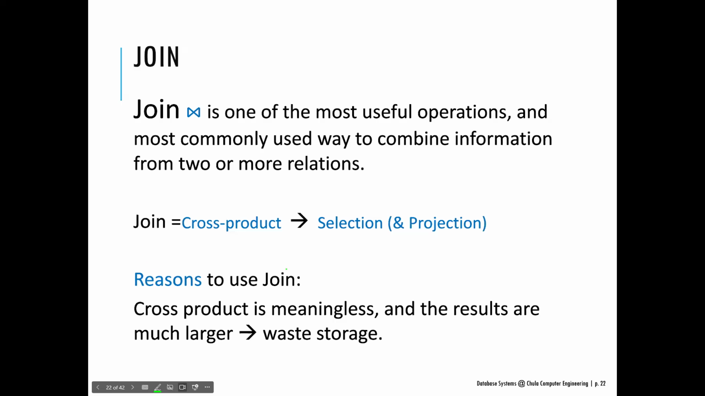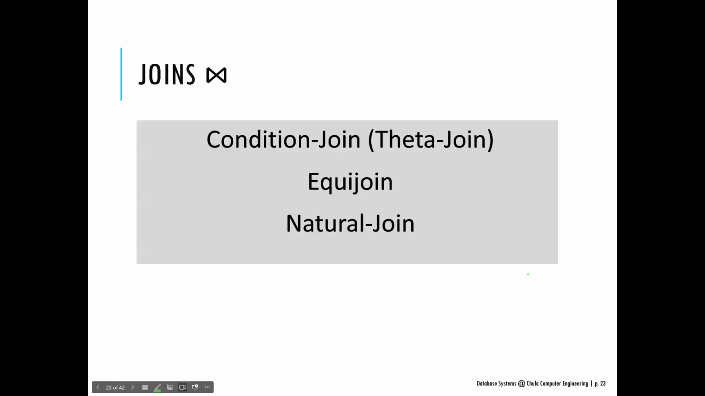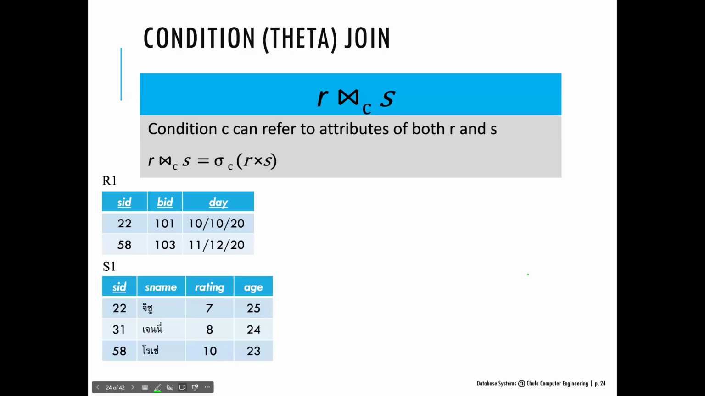And again, the reason to use join is that cross product is actually meaningless and it wastes a lot of storage. There are three different joins that I want to talk about: condition join, equijoin, and natural join. Let's go to the first one first.